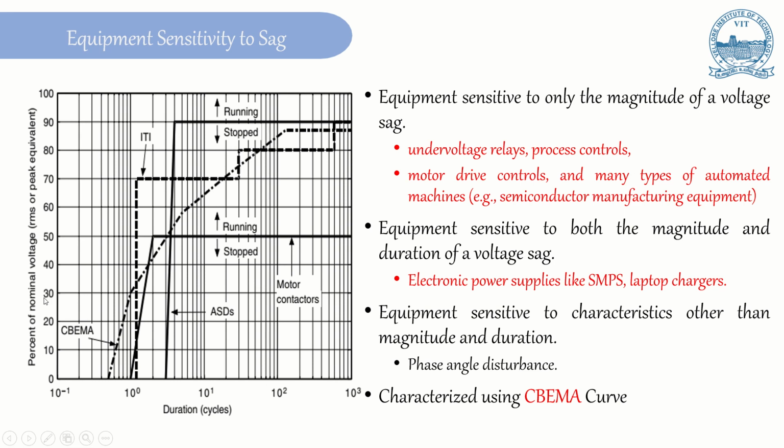And on the y-axis, we are considering the percentage voltage, or in terms of per unit, this is 1 per unit, and here this is the 0 per unit. Or in terms of percentage, 0% to 100%, right? So if you take this graph, it has totally 4 curves in it, 2 solid lines and 2 dotted lines.